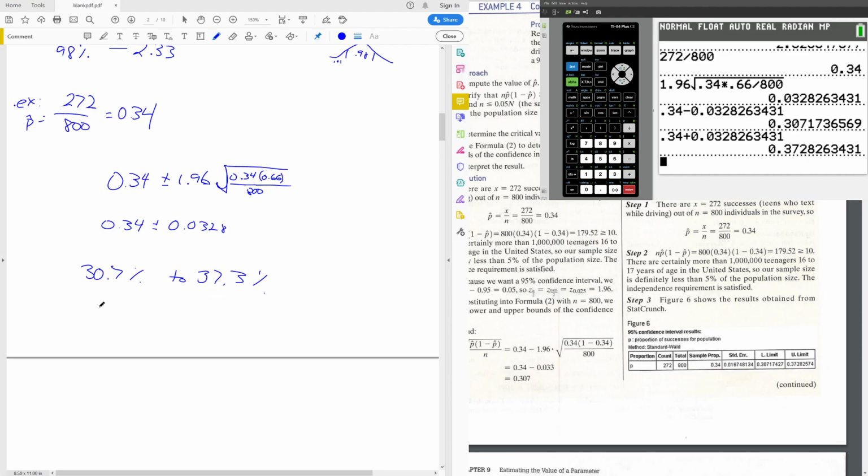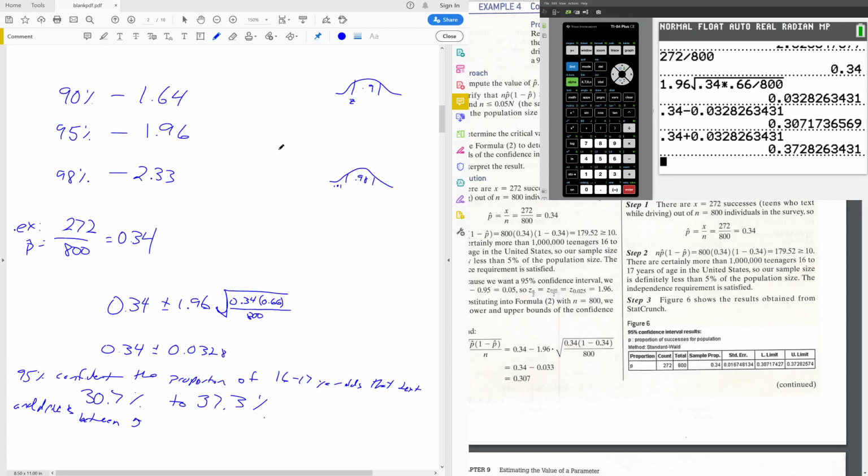Okay, and so how we would write our answer here is that we're 95% confident the proportion of 16 to 17-year-olds that text and drive is between 30.7% and 37.3%. Okay, that's how we're going to create these confidence intervals.